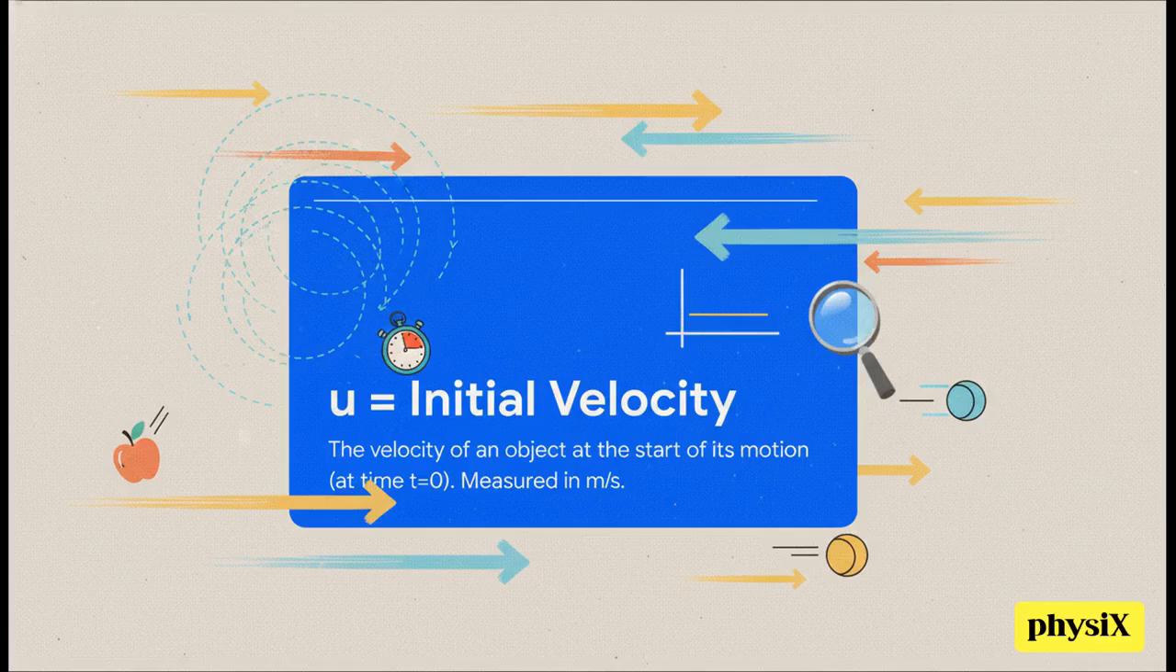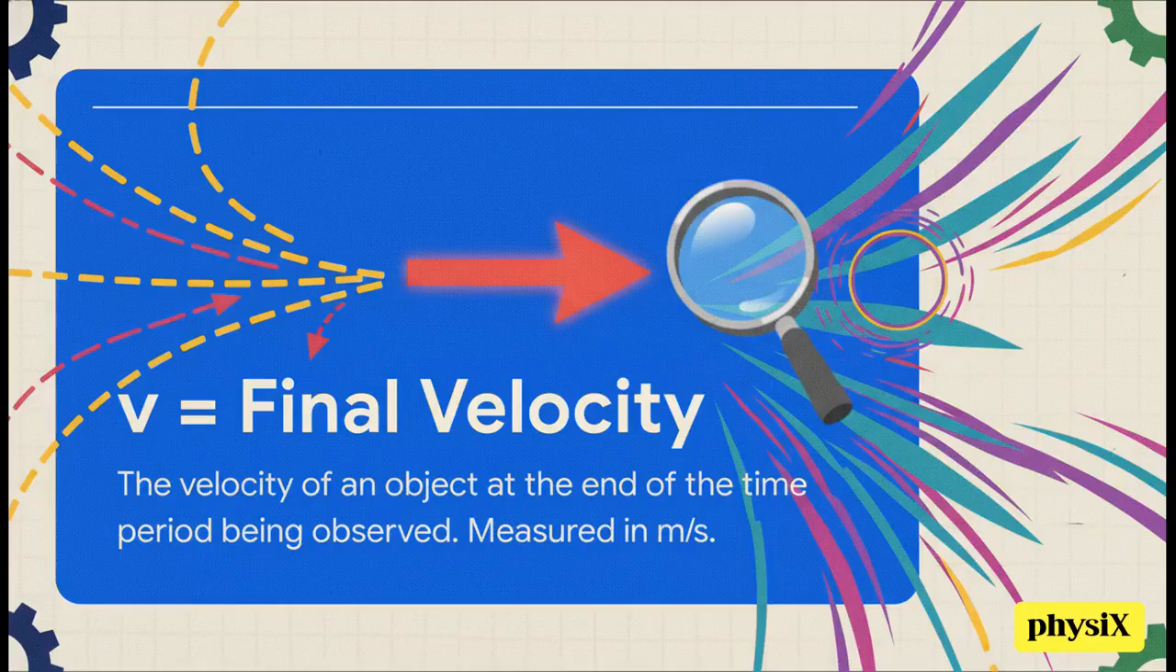Next, we have U, which stands for initial velocity. This is just the speed an object has the very instant we start paying attention, the moment we hit the stopwatch. It's our starting point. And, well, if you've got a starting velocity, you've got to have an ending one, right? So V is our final velocity, the speed of our object right at the moment we stop timing it.